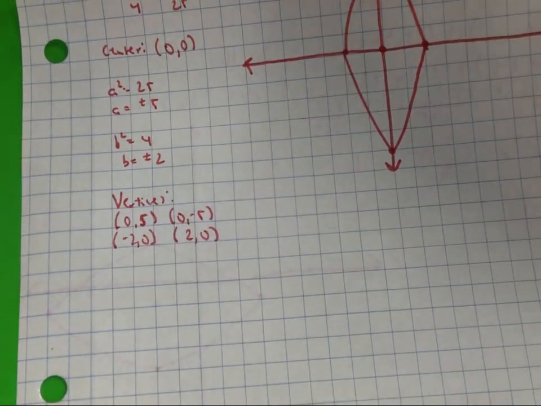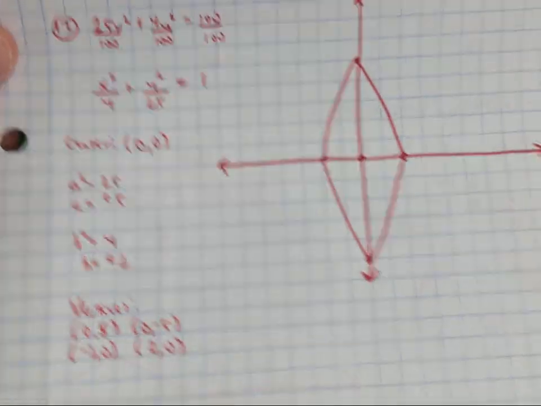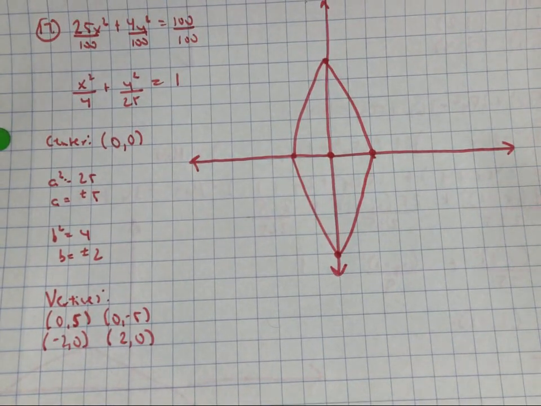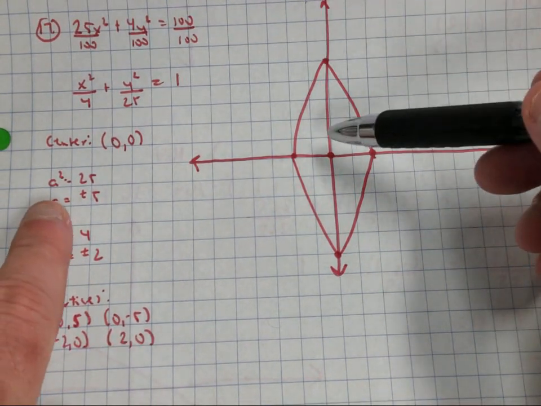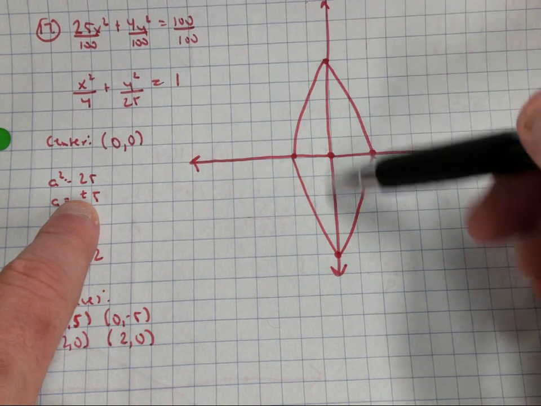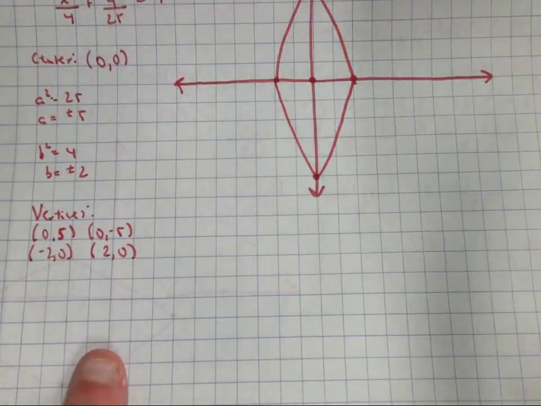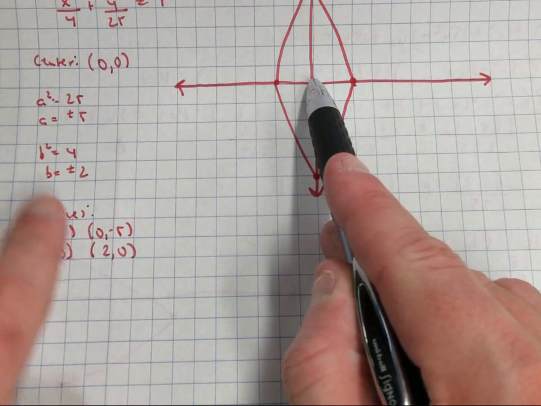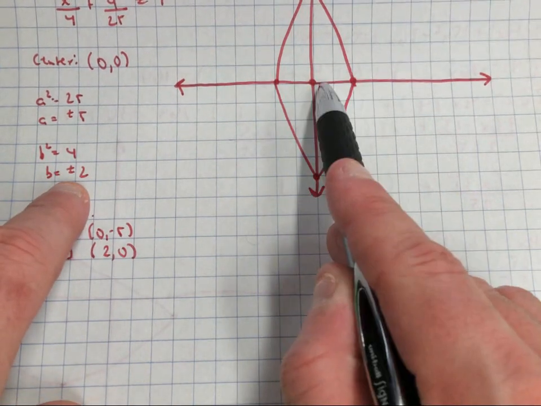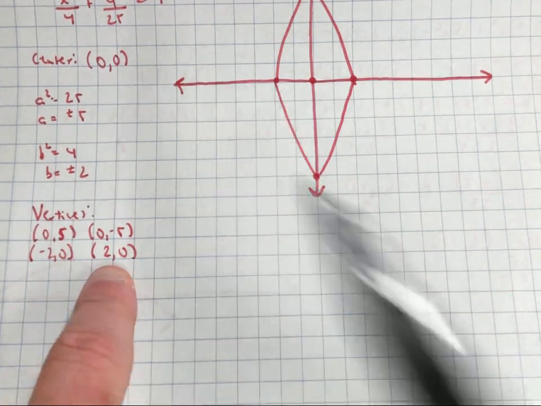So I plot my center first. Since it's going to be a vertical orientation, my y, I will go up 5 and down 5, and I write my vertices. Since my horizontal is minor, I'm going to go to my b value, go right 2, left 2, and I write my vertices.